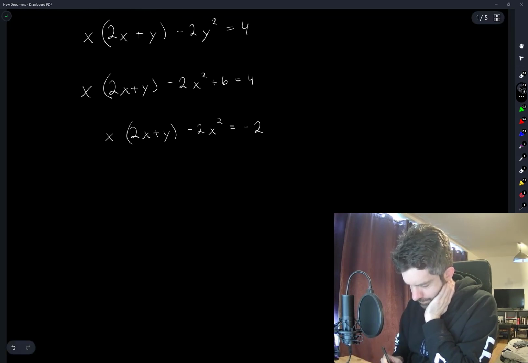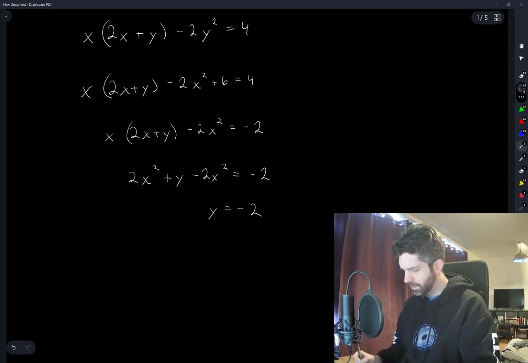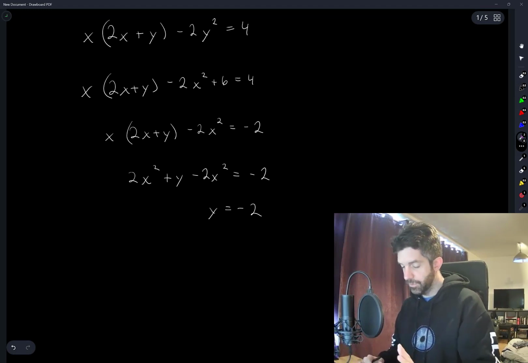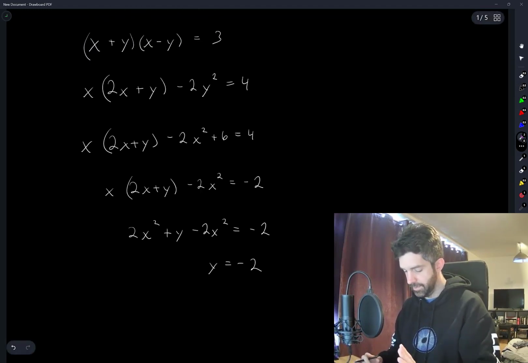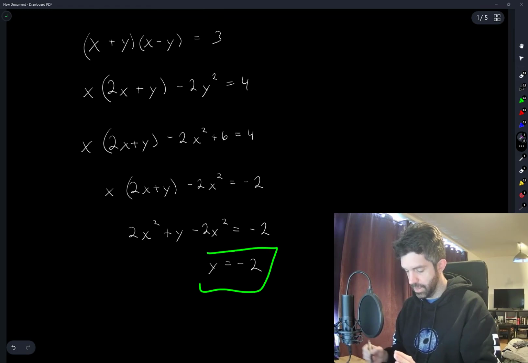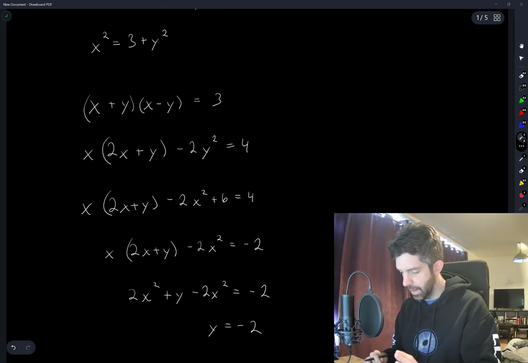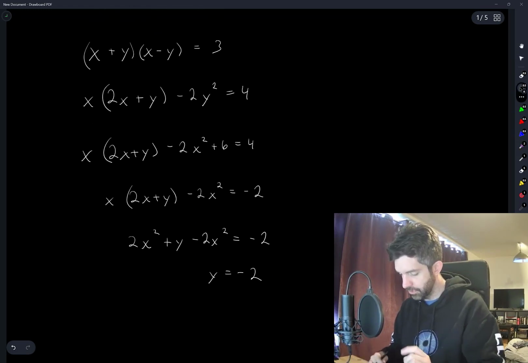Oh, interesting. So I just did some substitutions and ended up with an equation directly for y, that y is equal to negative 2. I'm going to go back and do these again, just to make sure that I didn't make any arithmetic errors.